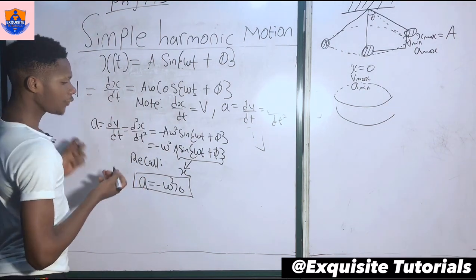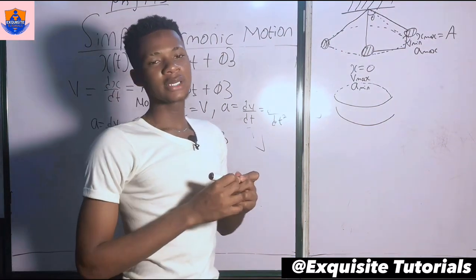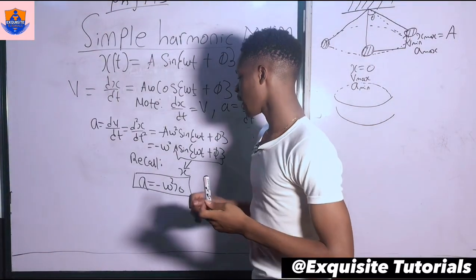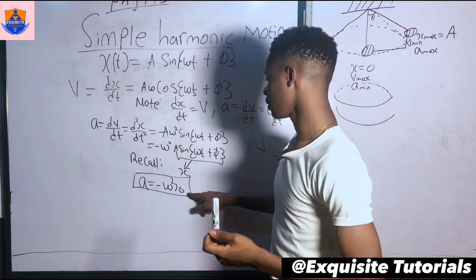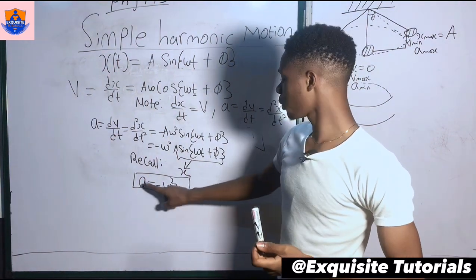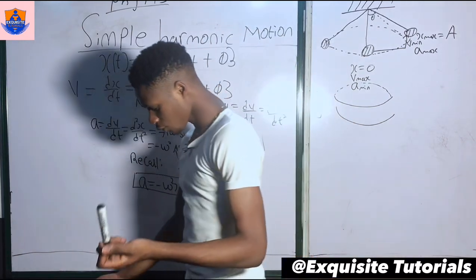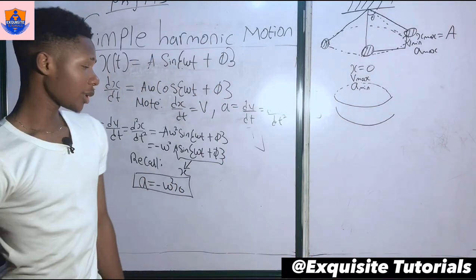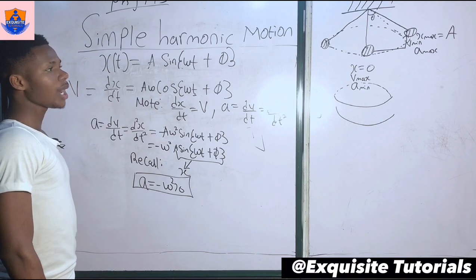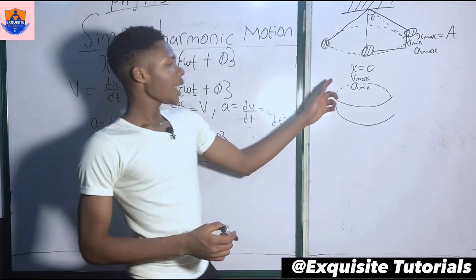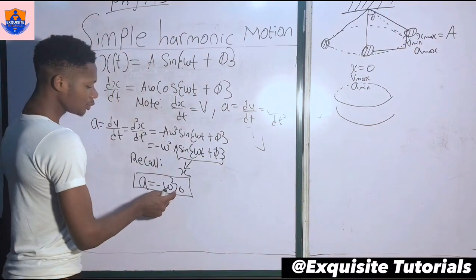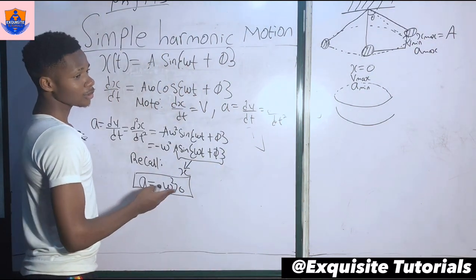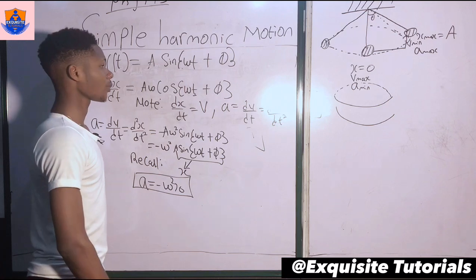Now initially we defined simple harmonic motion as the motion of a body in which the acceleration is directly proportional to the displacement. So we can see here that acceleration is directly proportional to displacement x. It is very obvious, that is why we don't have to recount the definition. Now the acceleration at this point could be anywhere where we know the value of the displacement, because the angular velocity remains the same.